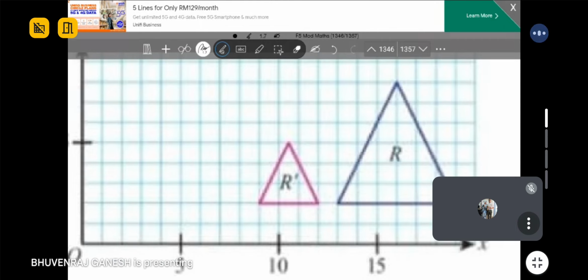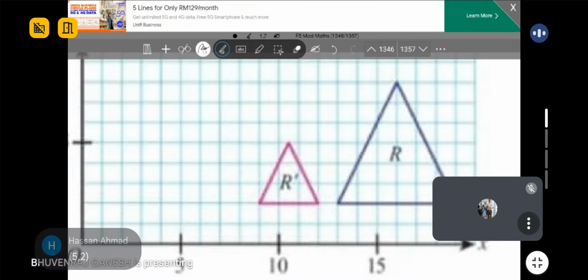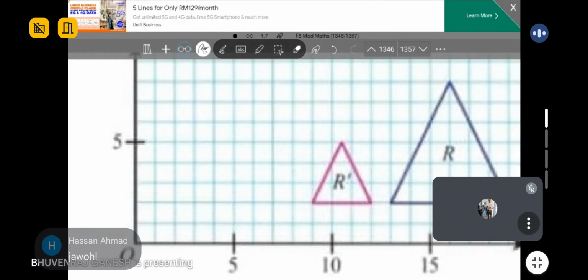Anyone got the answer? The center of enlargement? (5, 2). Okay, the rest? Do you all get (5, 2)? This one is totally on you, guys. You must try on your own, because if you don't try, you won't get the feeling. You won't get a feel for how to draw the line. It is technical. Okay?